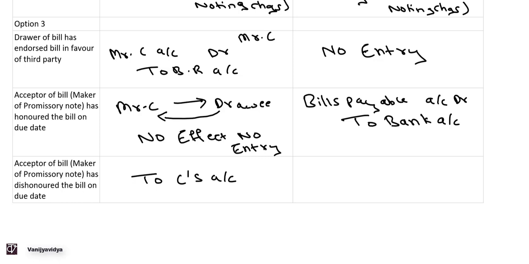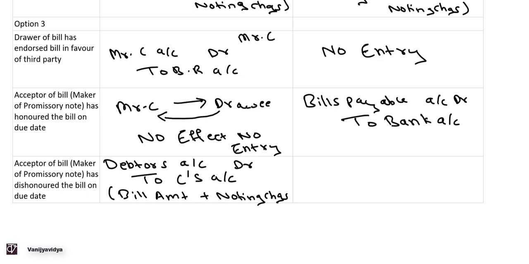Now this is recoverable from whom? This is recoverable from debtor's account, that is your drawee's account, who has accepted the bill, and the amount here will be your bill amount plus noting charges. So since there is a dishonor of the bill, C has paid the noting charges. Now drawer has to pay C the bill amount plus the noting charges, and it has to be recovered from the debtor. Debtor is the acceptor of the bill. So the entry will be debtor's account debit to C's account.